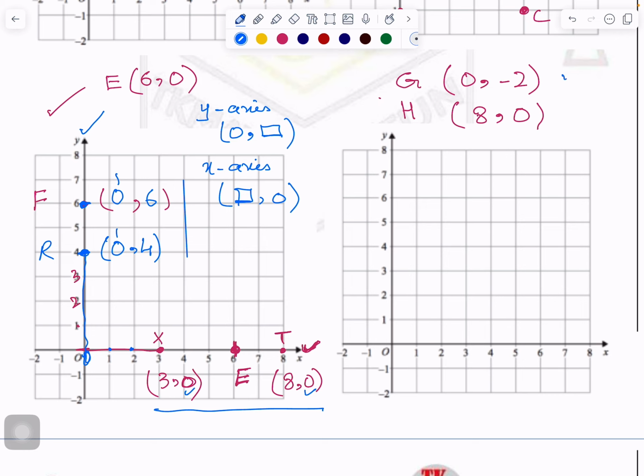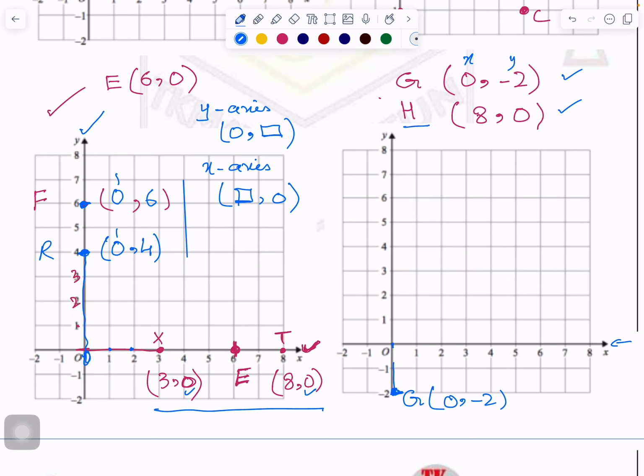Now can you help me marking this point G and H? First of all, let's mark G. X coordinate is 0, y coordinate is -2. So where is 0 on the x-axis? This is your x-axis. So it is here, 0. And y coordinate is -2. Where is -2? Here. So it means my point G is here, 0, -2. Because now if I see, the x coordinate here is 0 and y coordinate is -2.